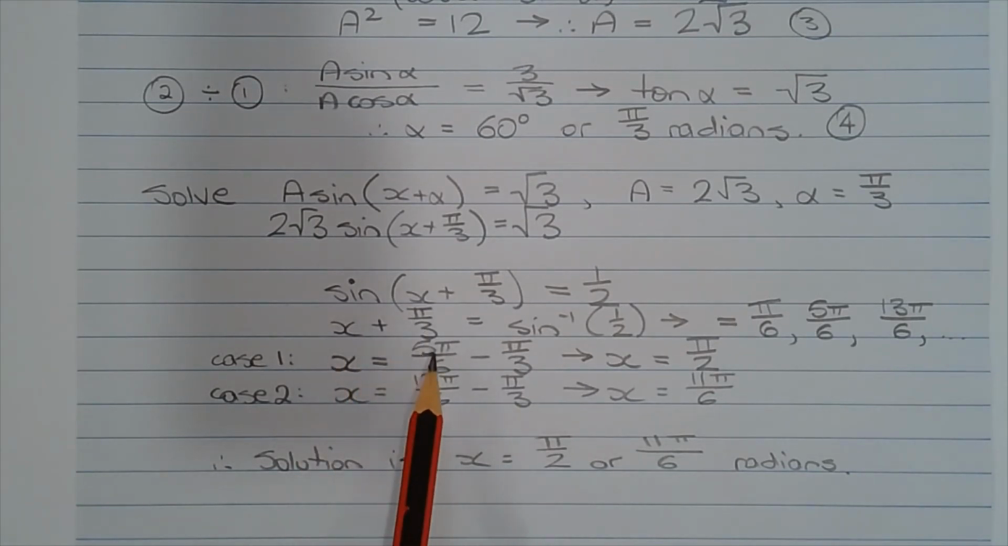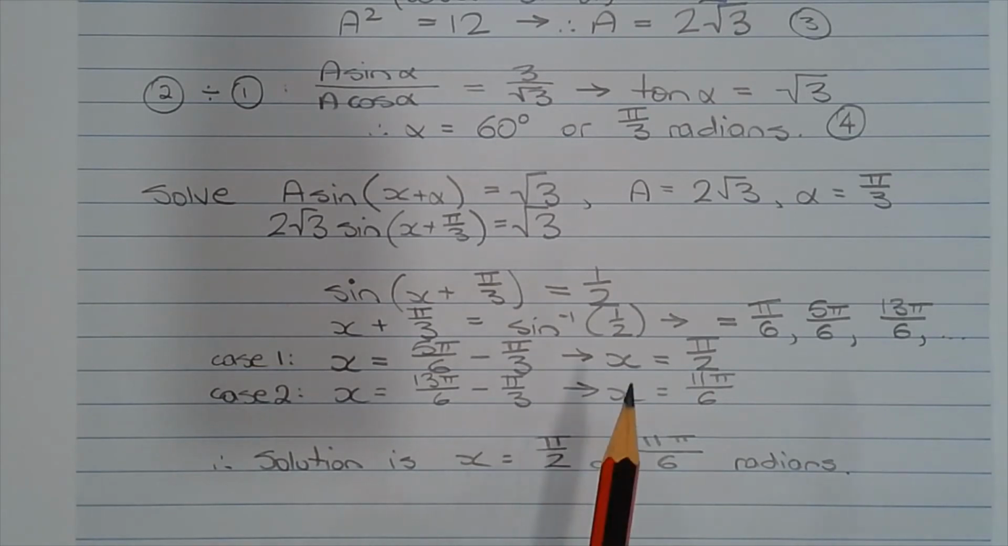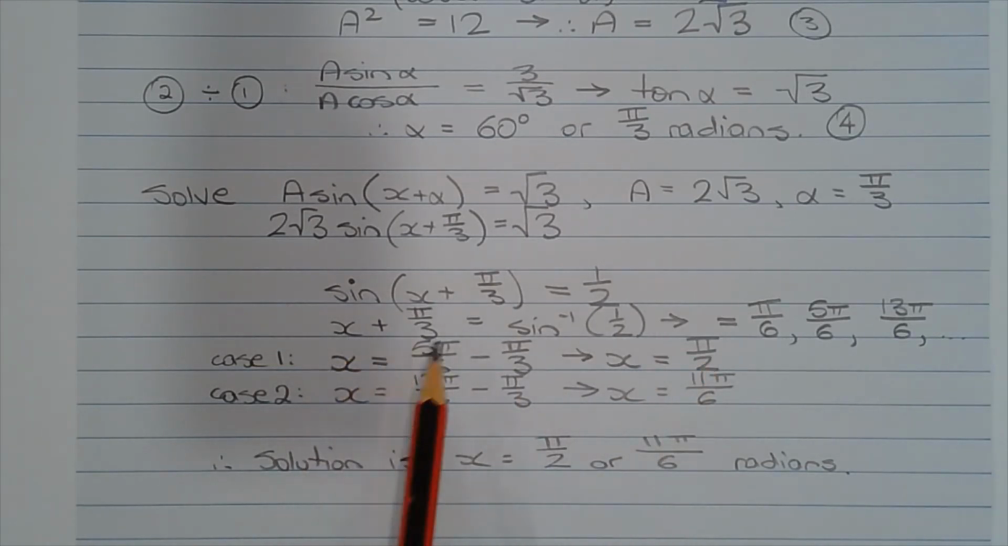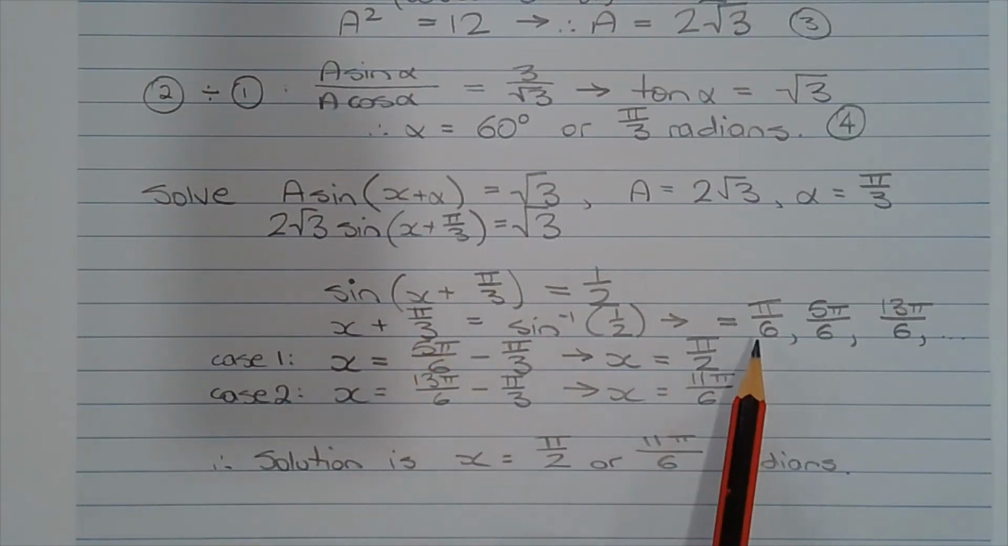X plus pi over 3 is equal to the inverse sine of half, and inverse sine of half is pi over 6, or 30 degrees, but we work in radians in this question. So that means that x plus pi over 3 is equal to pi over 6, 5 pi over 6, 13 pi over 6, and so on. And this gives rise to two cases, since we're only working in the interval x greater than or equal to 0 or less than or equal to 2 pi. So pi over 3 needs to be subtracted from these values such that the value of x is in the interval that I just stated.